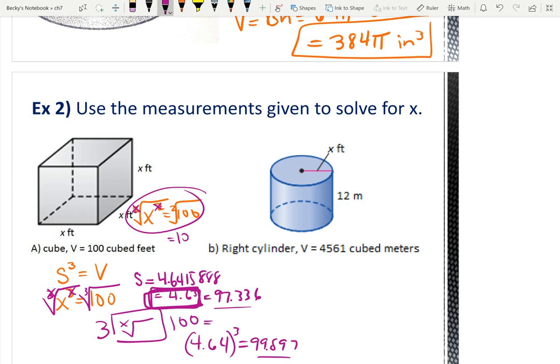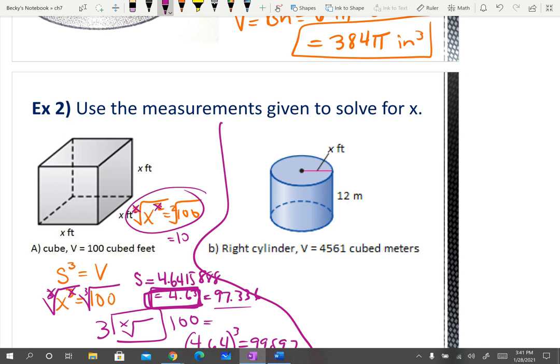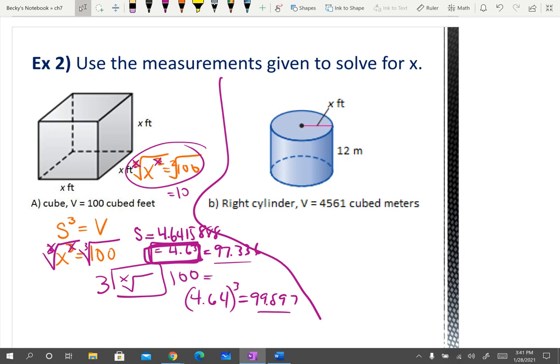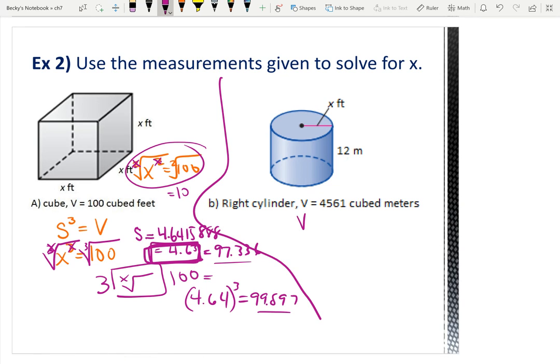All right. Let's do one more. I think that's it. Yeah, that's it. Okay, so we have a right cylinder. So the volume is base times height. And the formula for your base is pi radius squared. So let's take everything that we know and plug it into the equation. So my volume is 4561. I don't know the radius, but I know the height, right? The height is 12.